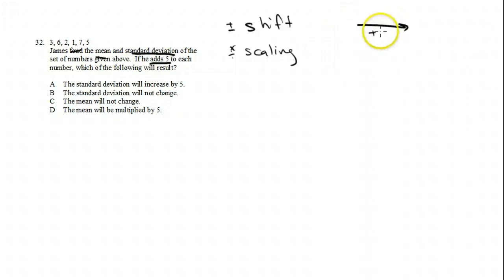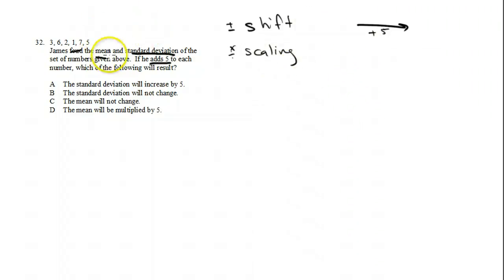And what will result? So adding 5, remember adding and subtracting, that's a shift. If I did multiplication or division, that would be scaling. So if I shift my data, that's going to shift my center. It's going to move it left or right. So if I shift things by adding 5, the center is going to move up 5. But shifting also is not going to change the scaling. It's not going to get any more spread out.